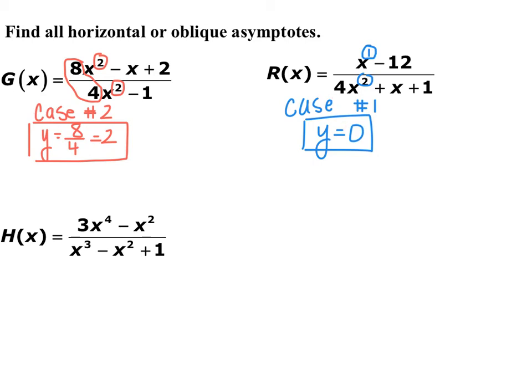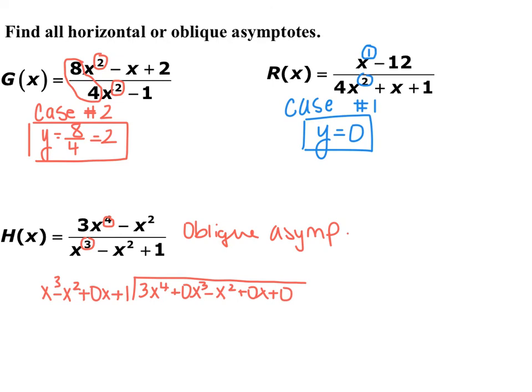This last one, capital H of x, what I notice is that the degree of the numerator is 1 bigger than the degree of the denominator. That means I'm not going to have a horizontal asymptote. I'm actually going to have an oblique asymptote. So to do that, I need to do polynomial division. Set up the division it tells me to do, numerator divided by denominator, that's what fractions are, with some placeholders in here for all my missing terms. So now go ahead and pause the video and actually do this polynomial division.